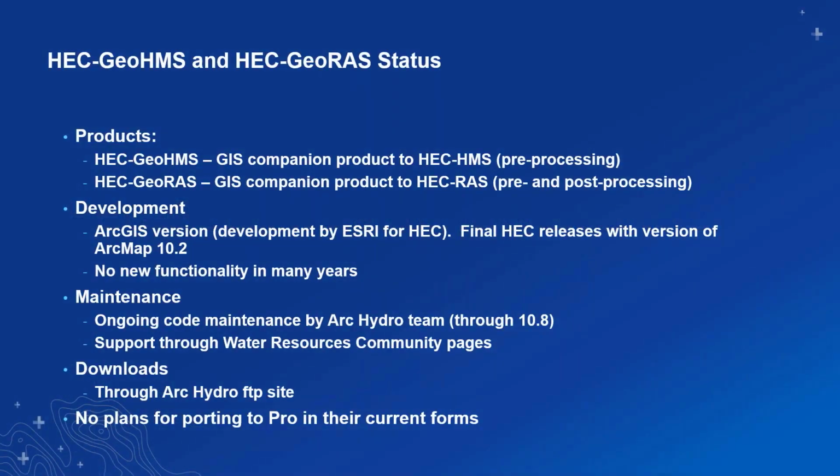HEC GeoHMS and HEC GeoRAS are ArcMap-based companions to HMS and RAS. These are HEC's products that were developed by my team for HEC and are not part of ArcHydro but separate entities. Development of them stopped with the release of ArcMap 10.2 and thereabout. Since then, my team has maintained them, and you can download the latest ArcMap versions from our Water FTP site. And there are currently no plans to move them into Pro in their current forms.